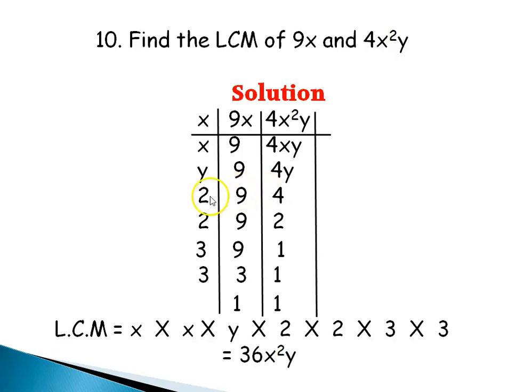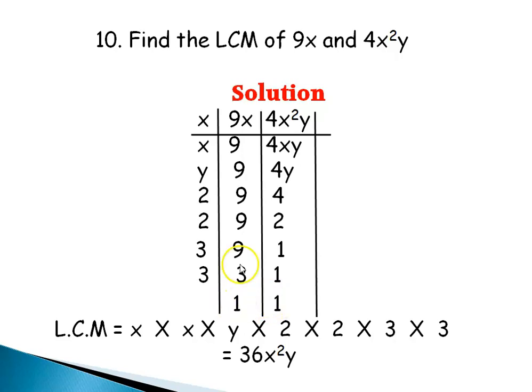Alright, so let me move to 2. 9 divided by 2, I'll still have my 9. 4 divided by 2 is 2. And then I'll divide by 2 again. 9 divided by 2, I still have my 9. 2 divided by 2, I have 1. Then I can divide with 3 now. 9 divided by 3 is 3. 1 divided by 3, my 1 remains. Then I can still divide with 3. 3 divided by 3, 1. 1 divided by 3, 1. So our aim in LCM is to ensure that I have 1, 1 for both numbers.